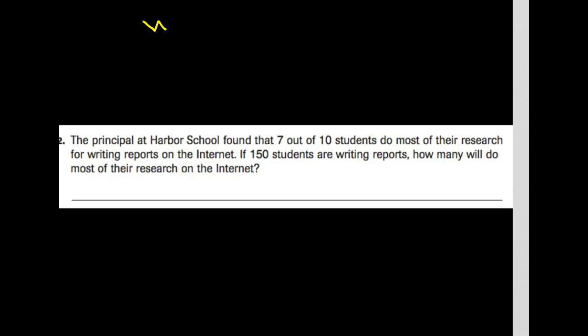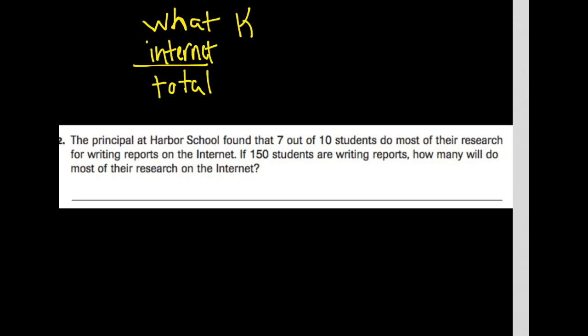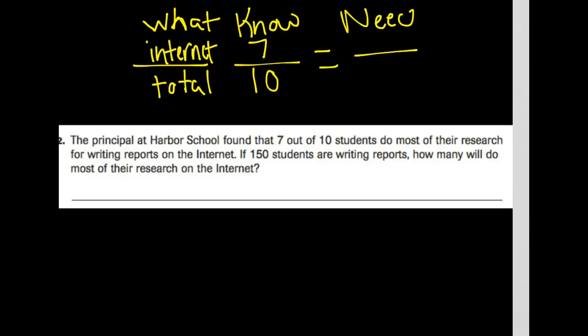I'm comparing students that use the internet for their research projects out of the total amount. I know from this question that 7 people use the internet out of 10, and I need to find, if there are 150 students, how many would be using the internet.